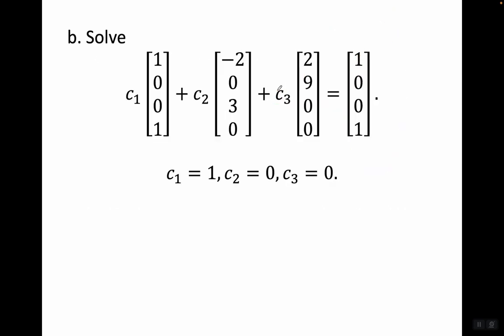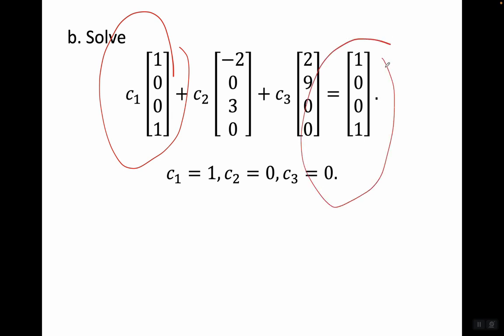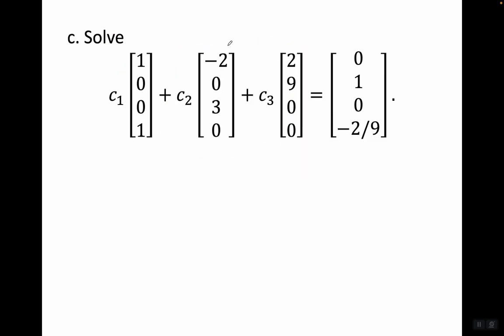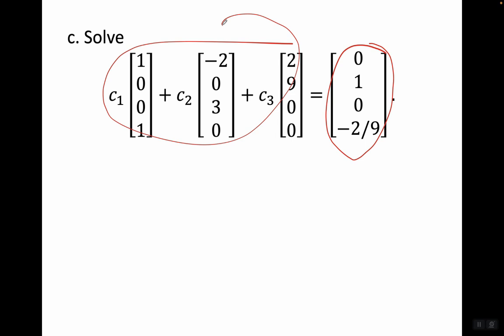Well, you can solve that by hand. You can see that C1 equals 1 and the other two are 0, because 1 times 1, 0, 0, 1 equals 1, 0, 0, 1. So it's obvious that this vector is a linear combination of these three vectors. Next, let's try with this second vector. Is this vector a linear combination of these three vectors?